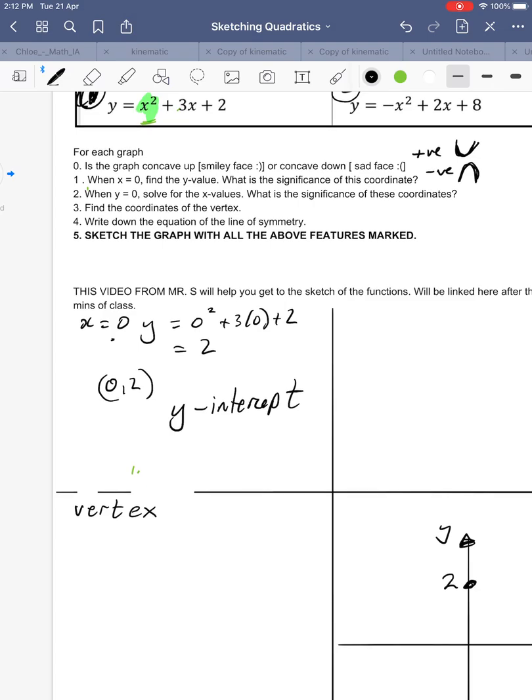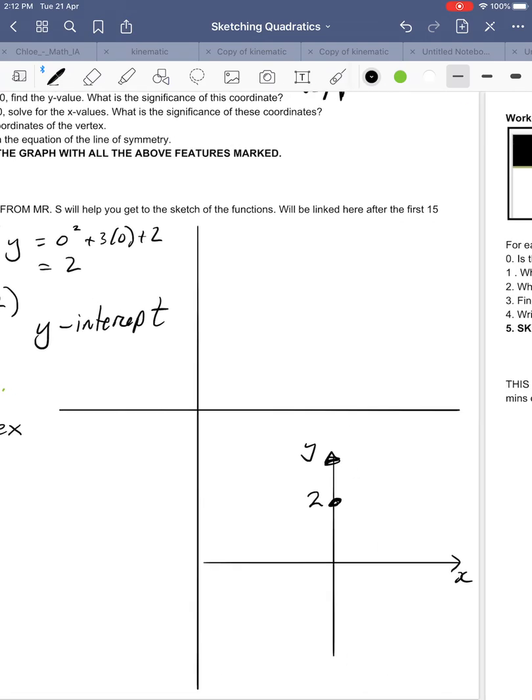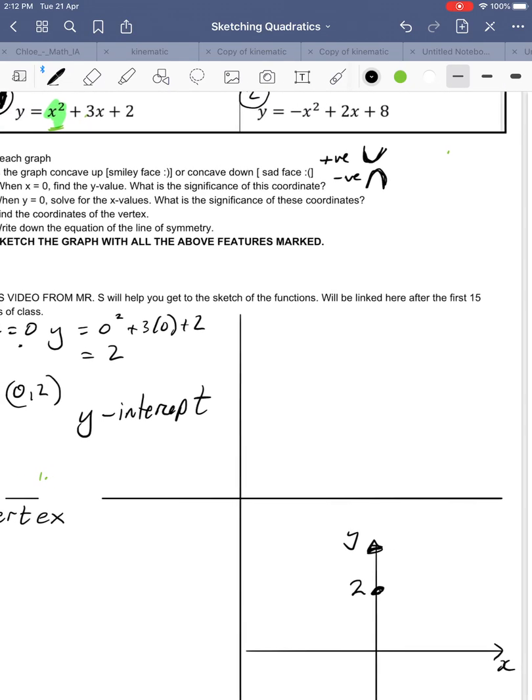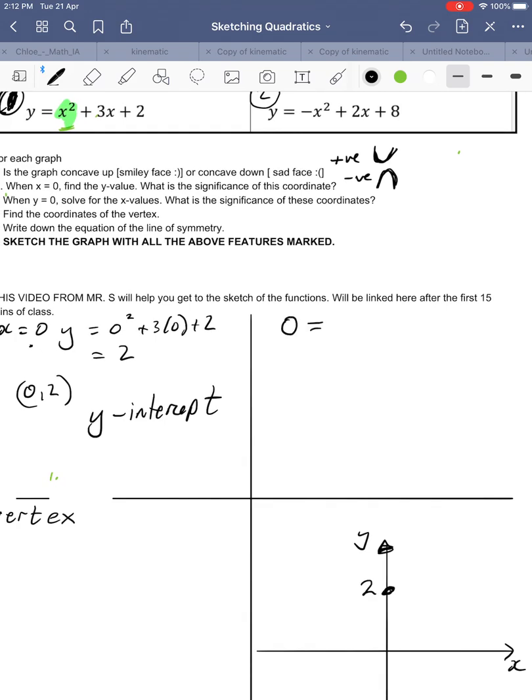Part 2, when y equals 0, solve for the x values. So if y equals 0, we're solving 0 equals x squared plus 3x plus 2. I usually put the x squared plus 3x plus 2 on the left-hand side and the 0 on the other side. And so we're just solving this equation. Now we could solve with the formula, or we could solve by splitting the middle term. But because it's only 1x squared, I think it's easy just to guess and check.